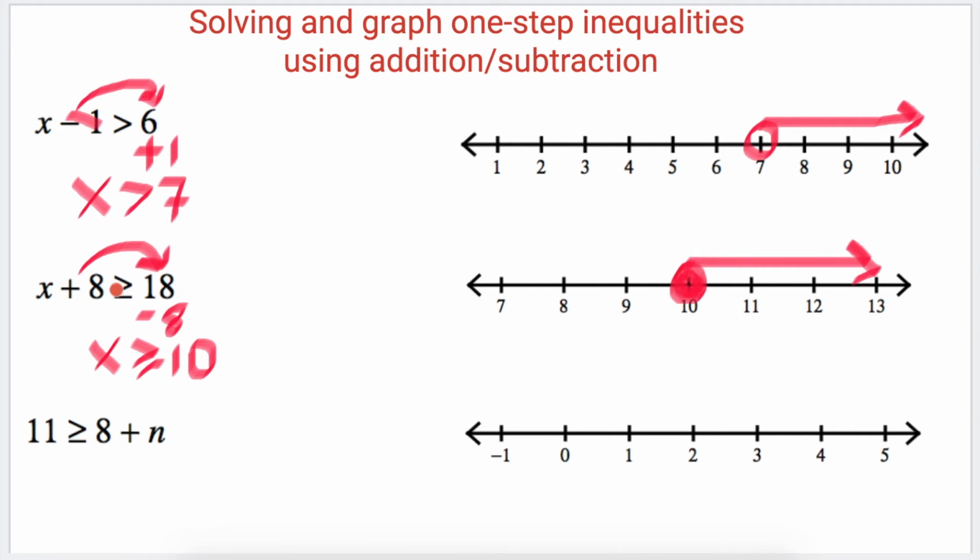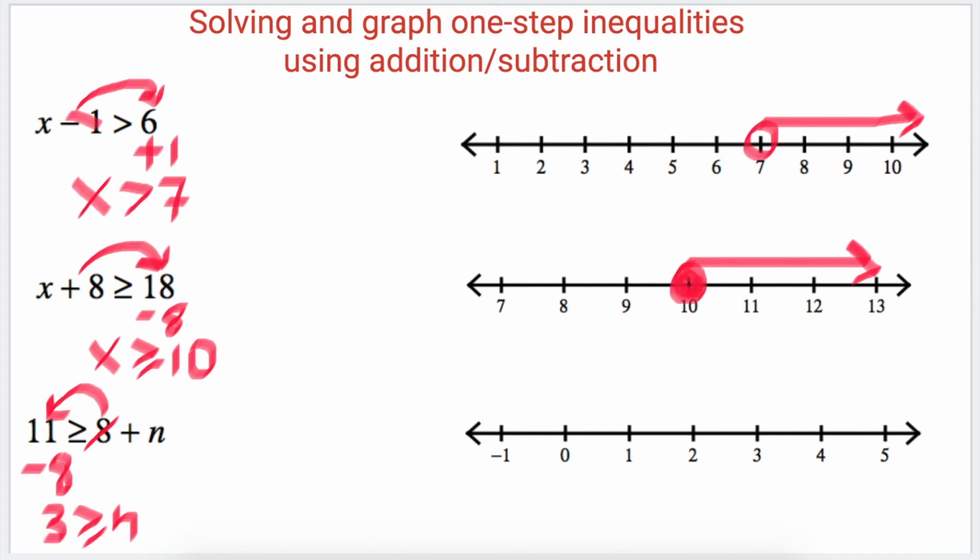In the final problem, we have 11 is greater than 8 plus n. So in this case, we need to move that 8 over to the left side. This 8 here is positive, so we do the opposite, and that is subtract 8. So we're going to subtract 8, and on the right side, I'm going to remain with only n, and on the left side, I'm going to have 3. The inequality sign remains the same. So 3 is greater than n.